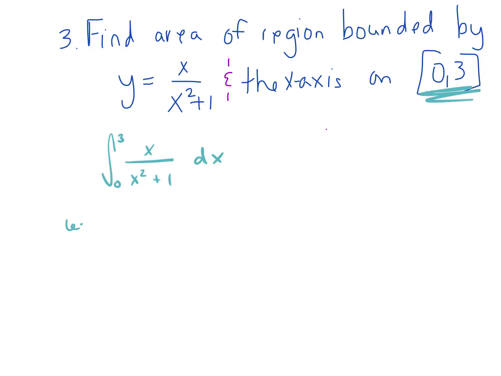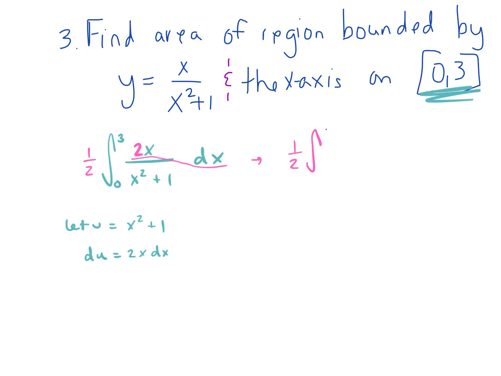So let's let u equal x squared plus 1. So what would du equal? 2x dx. So I have an x dx up top, but what am I missing? The 2. So I'm going to multiply by a 2 up top. Now I've got a 2x dx that I can replace with the du. What else would I have to do? Multiply by 1/2 on the outside. So I have 1/2 times the integral.